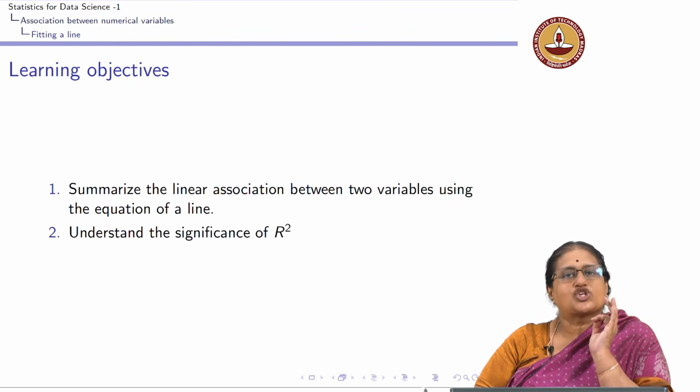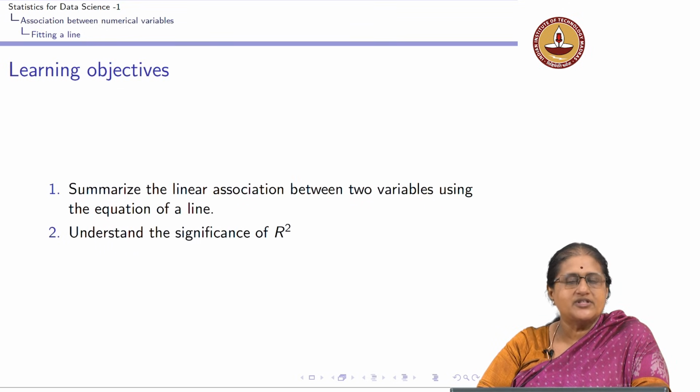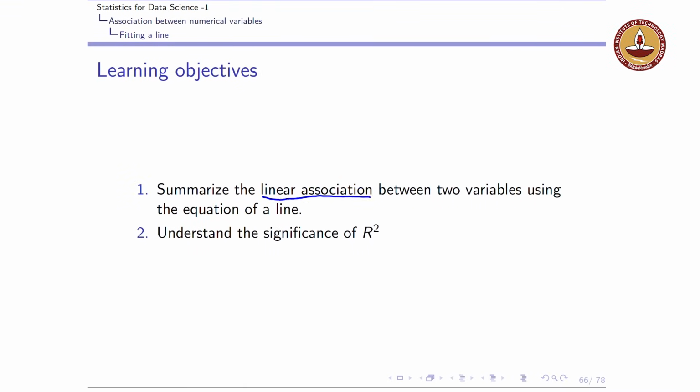We have seen that correlation and covariance are measures of linear relationship or linear association between two numerical variables. It measures the strength of an association. So, when I say that the association is a linear association, the next natural question to ask is, can I summarize this linear association through a mathematical equation? In particular, can this linear relationship be summarized through an equation of a line?